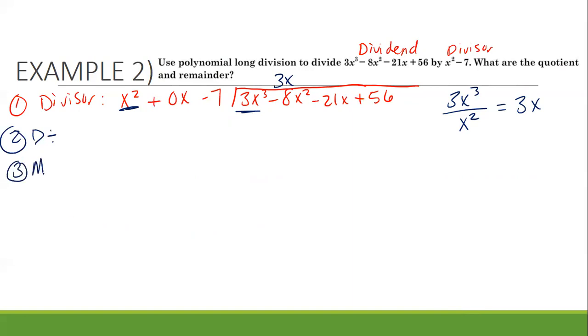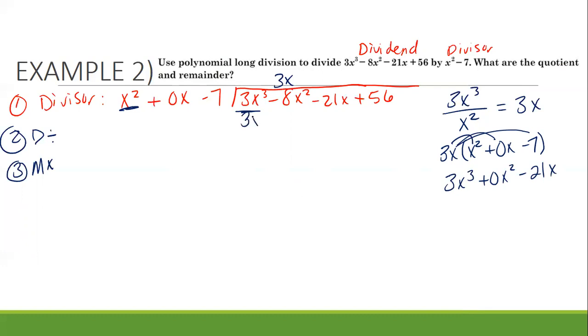Step 3 is to multiply. So I'm going to multiply that quotient by my divisor, times my divisor. So we have 3x times x squared plus 0x minus 7. Distribute. And we get 3x cubed plus 0x squared minus 21x. So we have 3x cubed plus 0x squared minus 21x.